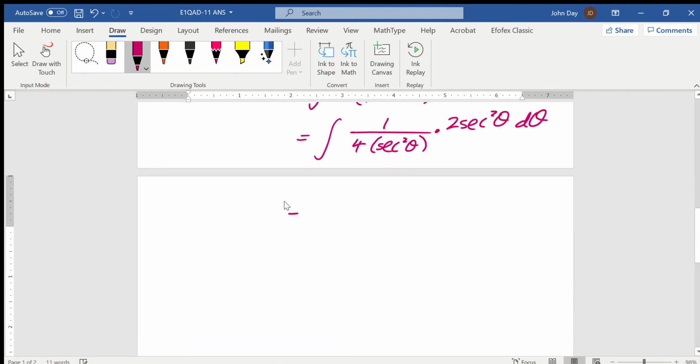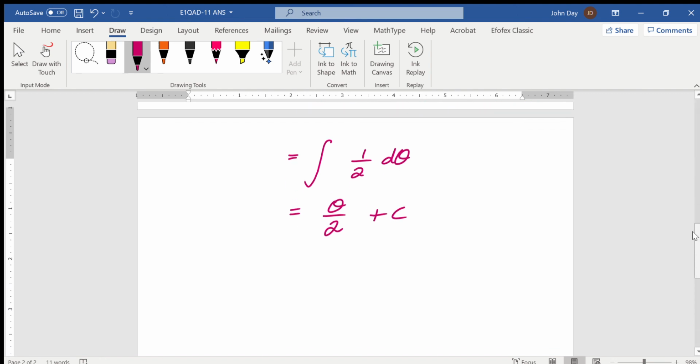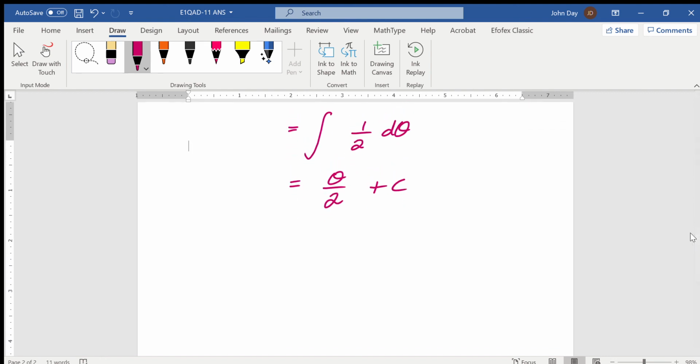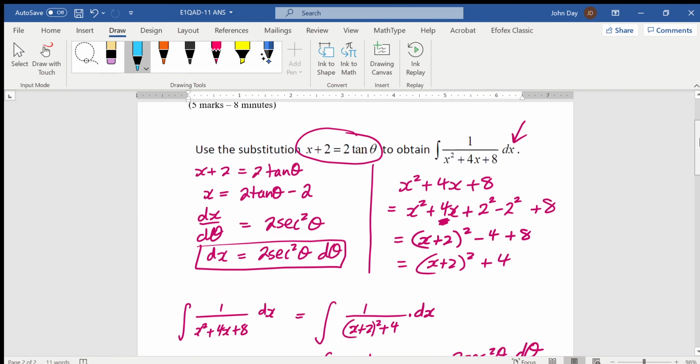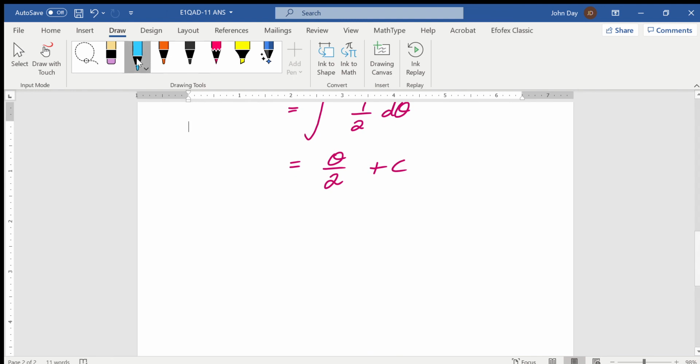All right, so you can see the sec squared thetas are going to cancel out, and we've got the integral of 2 over 4. What's that? A half d theta. And that's just theta on 2 plus c. If you integrate a constant, then you just put the variable next to it. Now, we don't have a definite integral, so we've got to replace back in. So just from back up at the top there, what was our substitution? That's going to be an important thing, and it says that the substitution was x plus 2 equals 2 tan theta. So I'll write that down here. X plus 2 equals 2 tan theta.